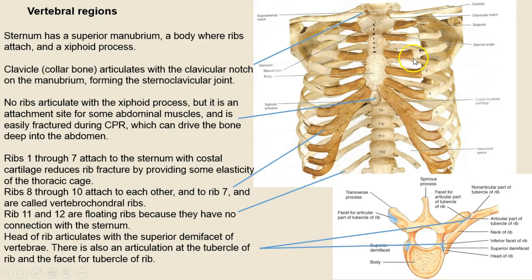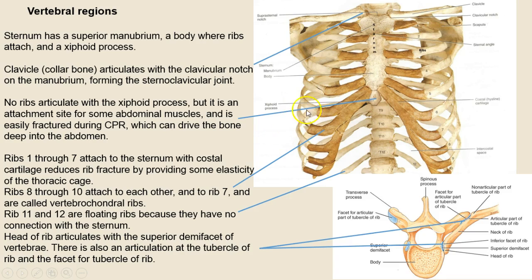Vertebral regions. Here we have the sternum. In the introduction, it talked about the different regions: the manubrium, the body, and the xiphoid process. The xiphoid process sometimes is snapped off during CPR when we're doing rescue compressions. So we have to position our hands on the body, and you can sort of feel that xiphoid process unless the person's obese or they have jackets on. So be careful because you can drive that deep into the abdomen and cause further problems.